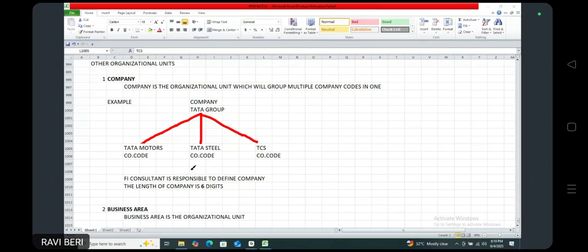Sir, one more doubt. In the example, how will they maintain the balance sheet and profit and loss account for each company code? Each company code only; each company code has to prepare a balance sheet and profit and loss statement. Will they not maintain that at Tata Group level, sir? No, each company code is individual. We will not do that. Thank you, sir.